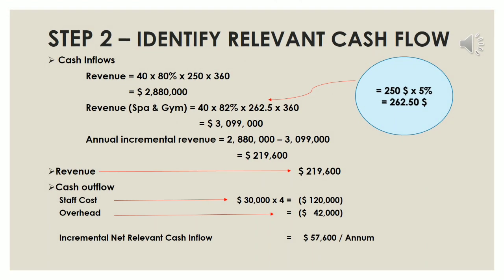Alright guys, now we are moving into step 2, which is identify relevant cash flows. Here, cash inflows will be there, cash outflows will be there. The difference between cash inflows and cash outflows will be the incremental net relevant cash inflow. First of all, cash inflows: if the operations of the hotel continue as usual, what is the revenue? There will be 40 rooms, 80% occupancy, and $250 per room, and 360 days the hotel is going to operate.